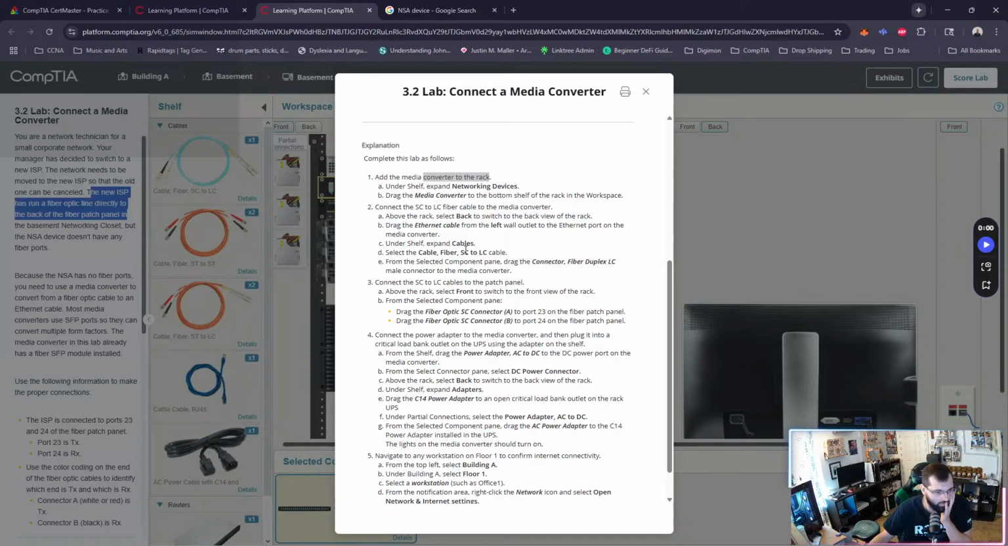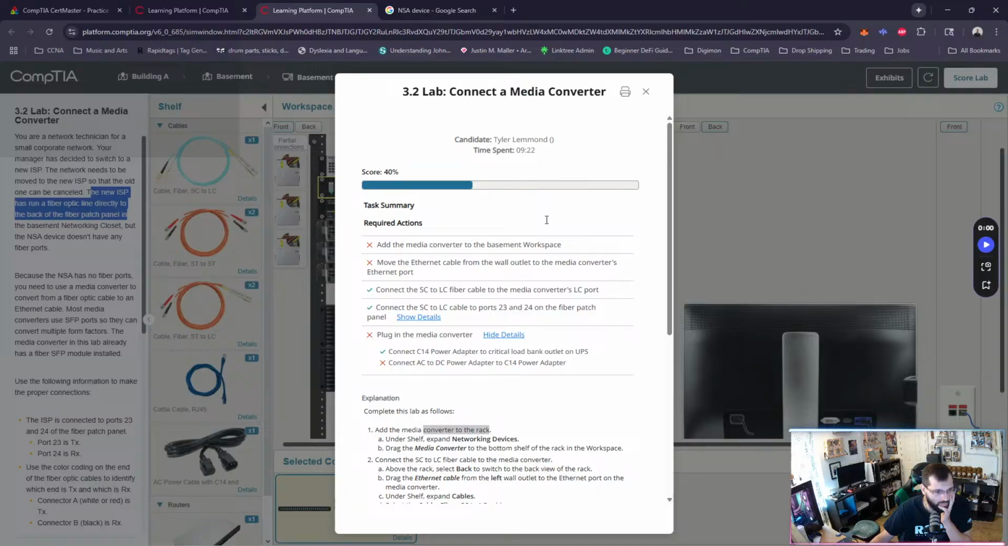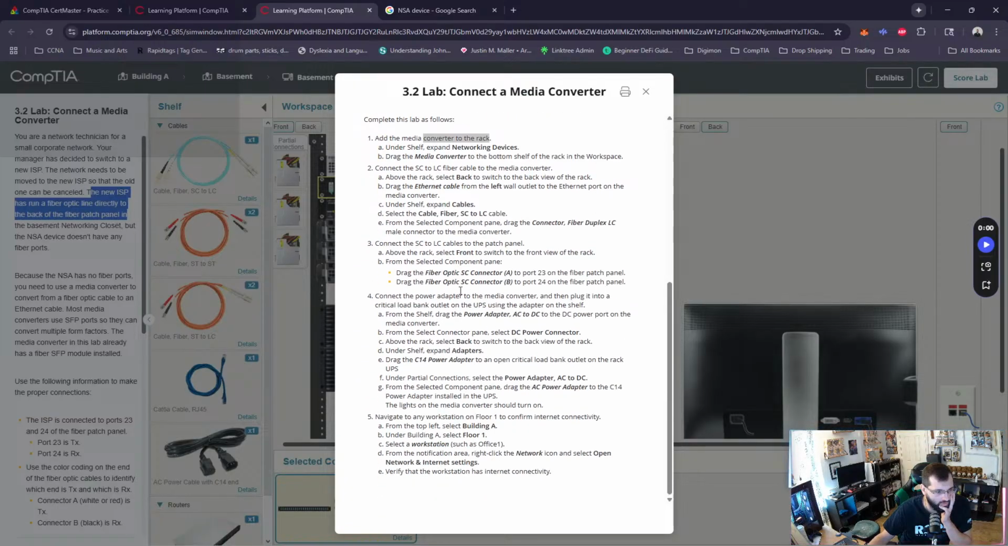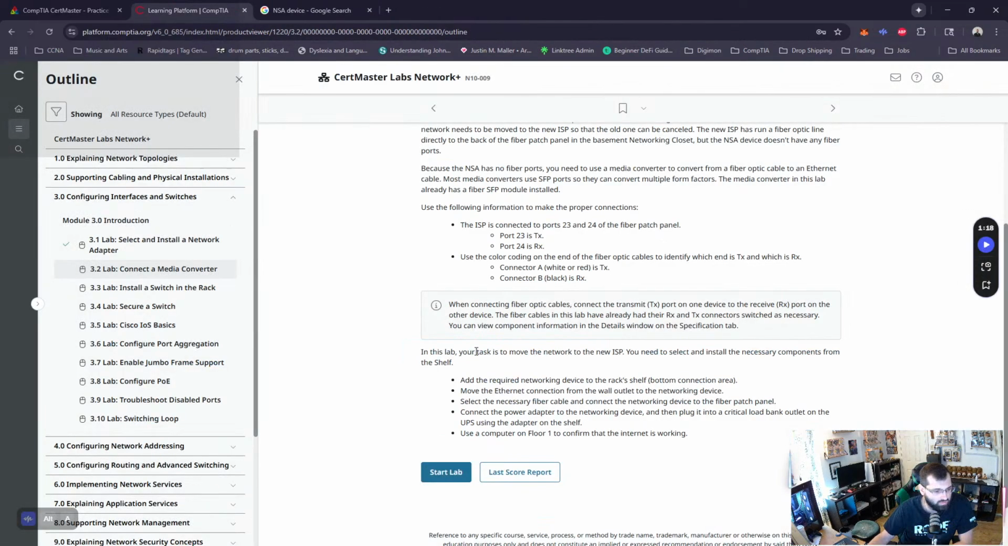Under shelf, expand cables. Select cable fiber. Move the Ethernet cable from the wall outlet. Okay. Drag the fiber cable A to 23, B to 24. I did that. Okay, let's try it again.